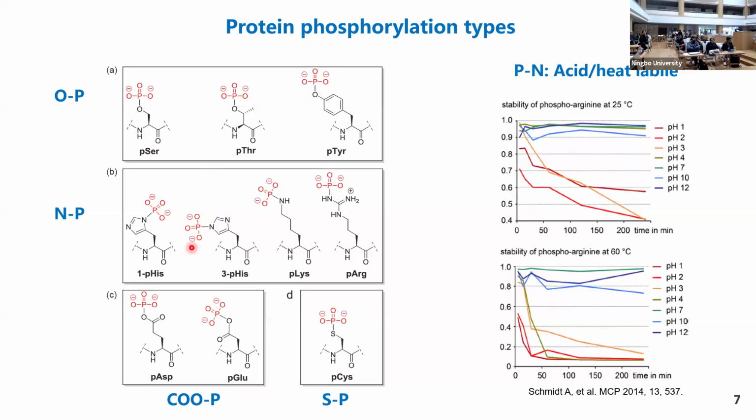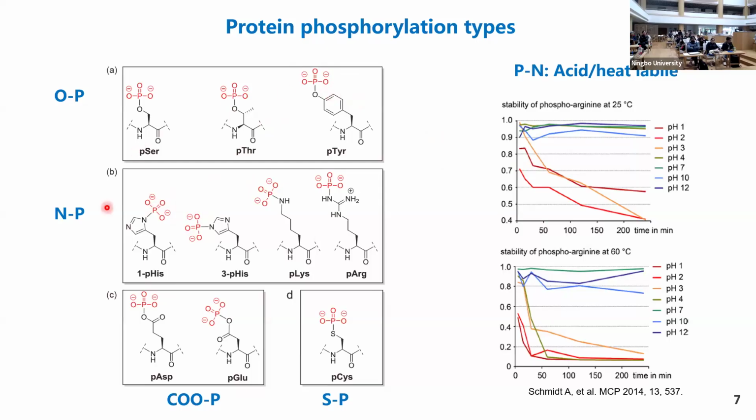So you might ask, do nitrogen phosphorylation and carboxyl phosphorylation really exist in life systems? I will answer you, yes, exactly right. Till now, protein phosphorylation is one of the most important and extensively studied post-translational modifications in life systems. The others might be acetylation, ubiquitination, and others.